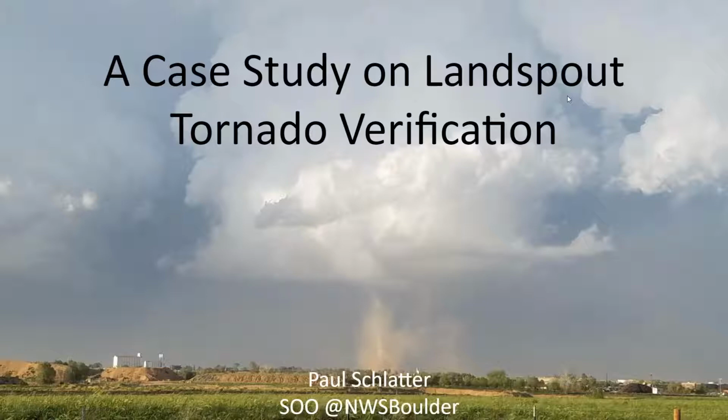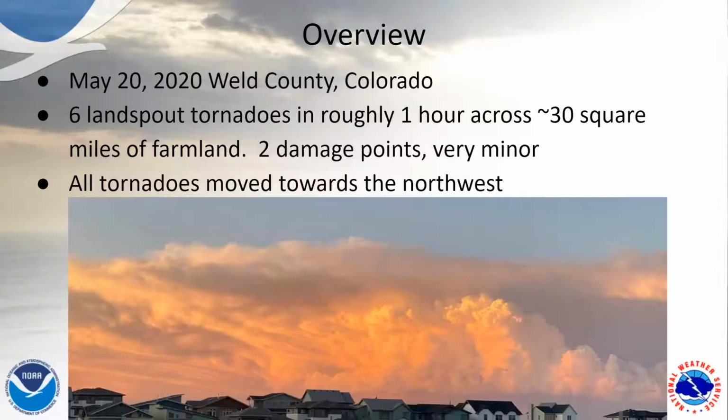Some of these things might translate to some events that you all might have, not necessarily for land spouts per se, but maybe for tornadoes that you don't have clear damage tracks for, a clear defined path of damage. So an overview of the case that I'm going to talk about.